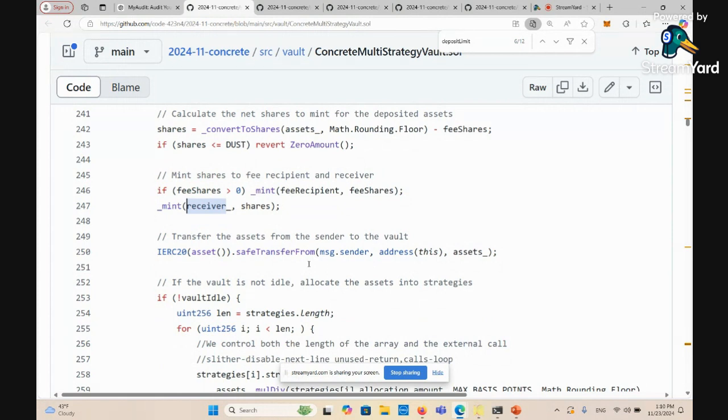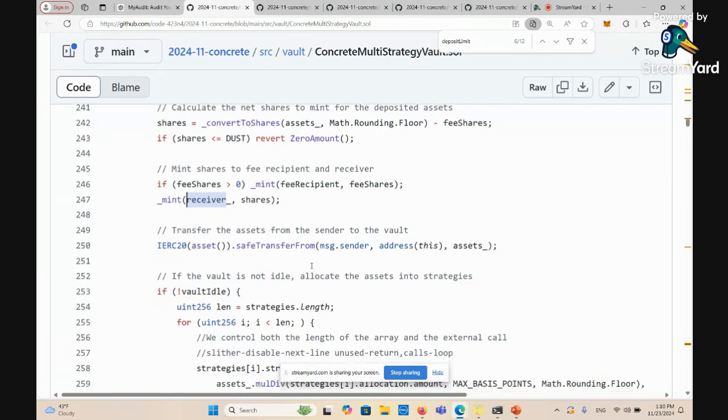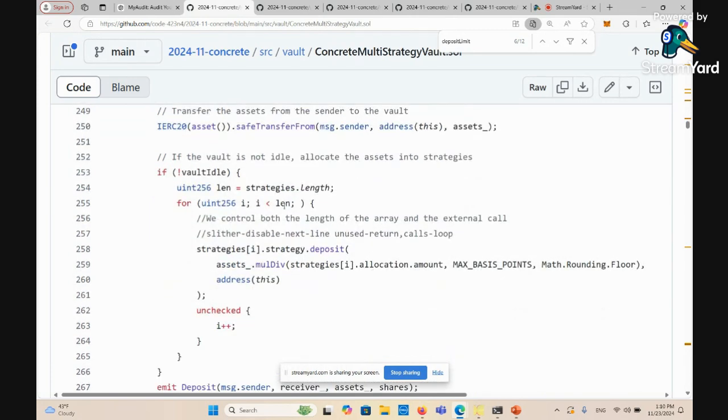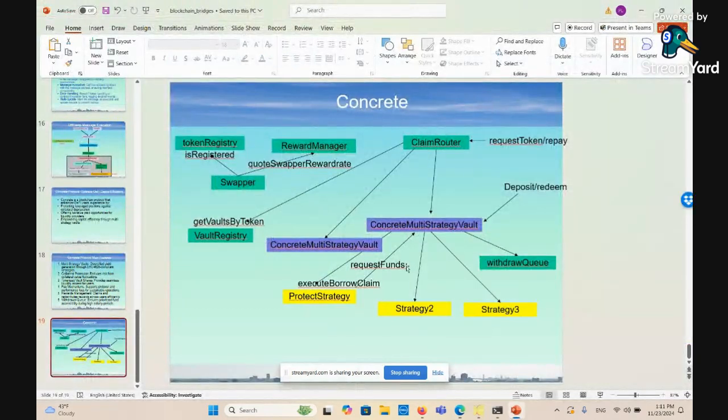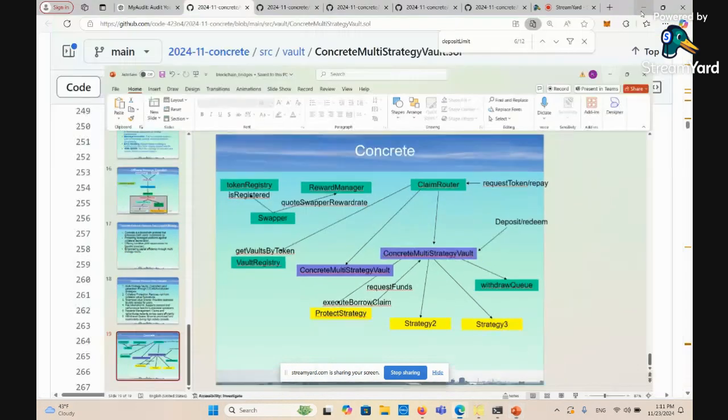Let's give an example. Let's say it's Rapid Ethereum. Rapid Ethereum is the asset. You send Rapid ETH here. And then if the vault is not idle, it means you are going to actually do the deposit, and the real deposit is going to go to different strategy vaults.